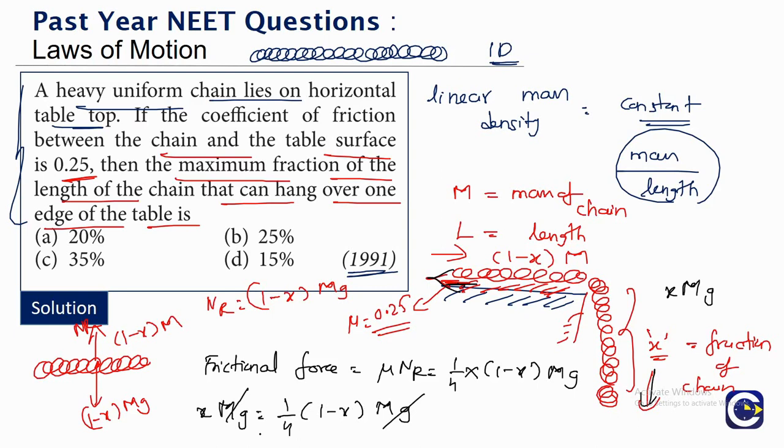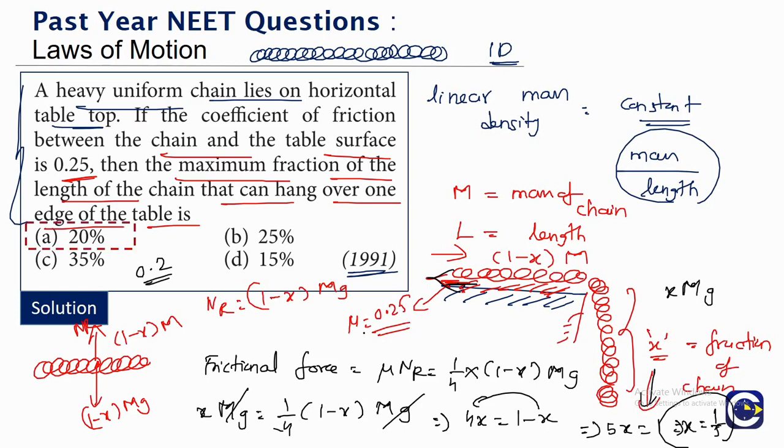So Mg is cancelled, cross multiply, 4 will go to the numerator side. So we'll have 4x is equal to 1 minus x. Again rearranging, minus x, when we bring it to the left side, becomes plus x. 5x is equal to 1, which means x is equal to 1 by 5, that is 0.2 as the fraction. If you look at the options, they are giving the options in terms of percentage. A fraction of 0.2 means the percentage is 20%.